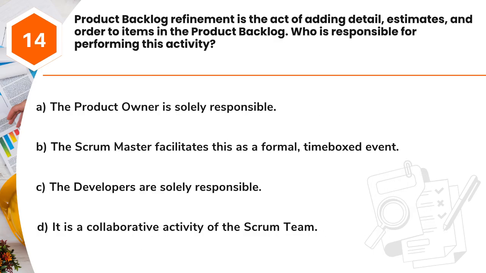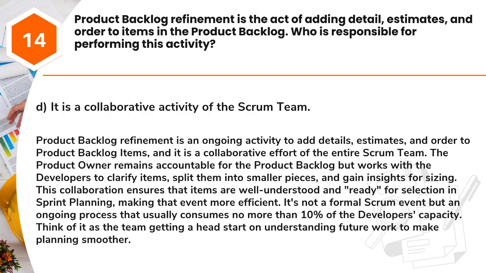Question 14. Product backlog refinement is the act of adding detail, estimates, and order to items in the product backlog. Who is responsible for performing this activity? A. The product owner is solely responsible. B. The Scrum Master facilitates this as a formal time-boxed event. C. The developers are solely responsible. D. It is a collaborative activity of the Scrum team. Answer. D. It is a collaborative activity of the Scrum team.